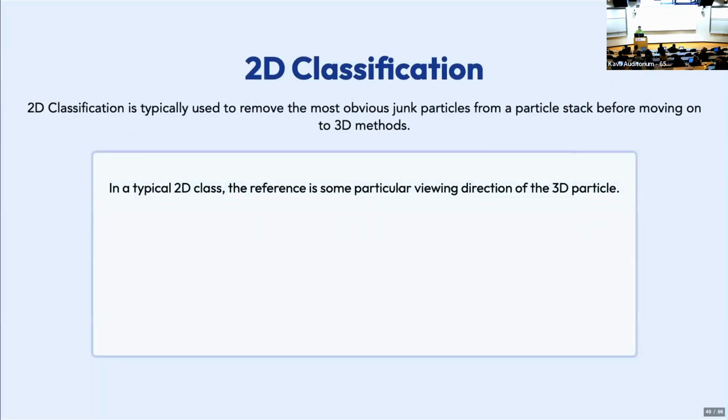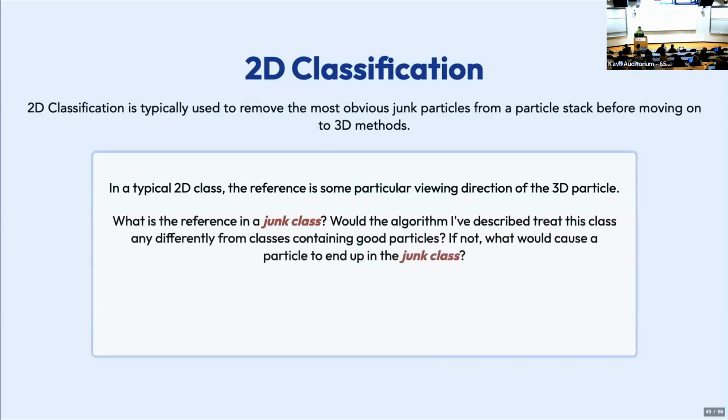So in a typical 2D class, the reference, right, the class average, is some particular viewing direction of the 3D particle, okay? What is the reference in a junk class? In the one I just showed you, it was a micelle, but sometimes you'll get classes that are just kind of noise or something you can't really tell what it is. What is the reference in a junk class? Would the algorithm that I've just described to you treat that class any differently than a class containing a clearly good particle, right? Is there any difference between the two? And if not, if it doesn't treat them differently, what would cause a particle to end up in a junk class? Why does a particle get put into a junk class and not a good class?